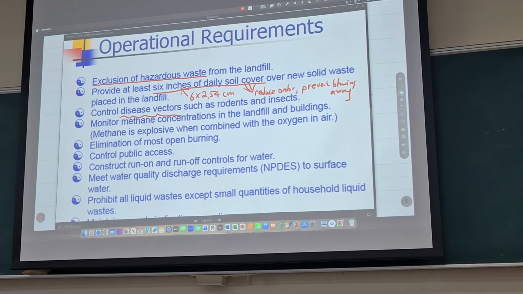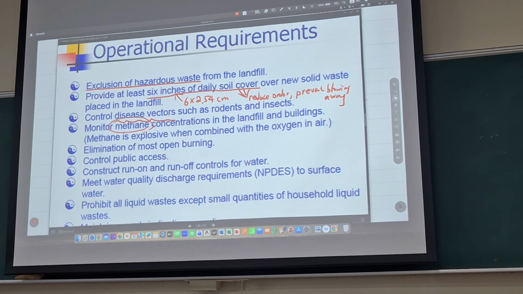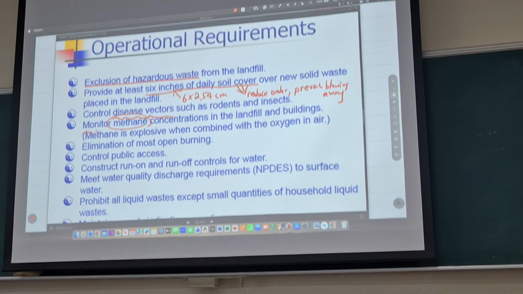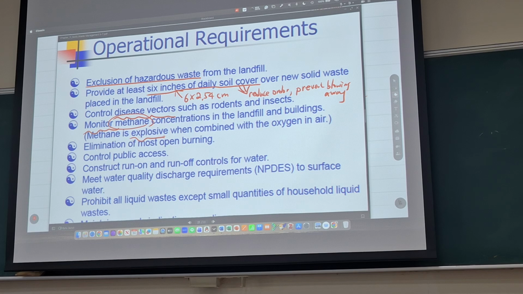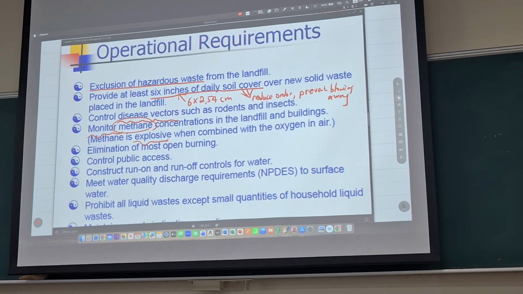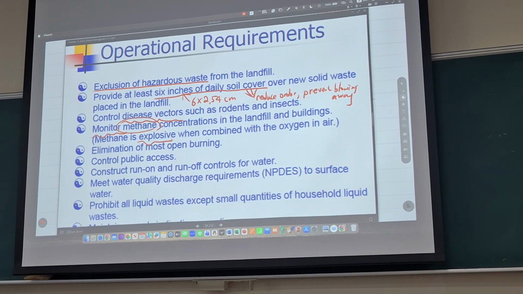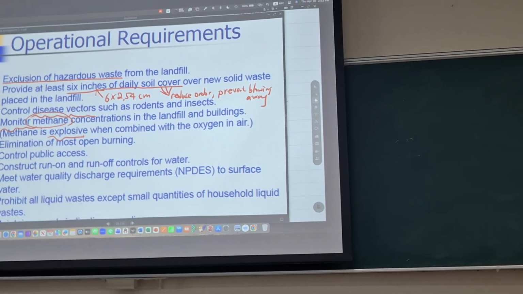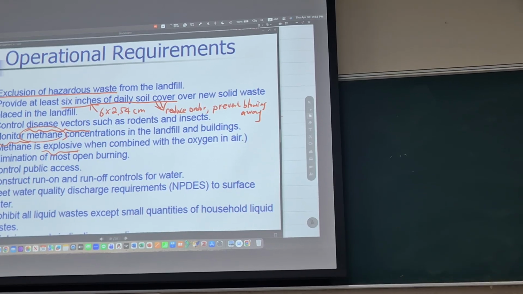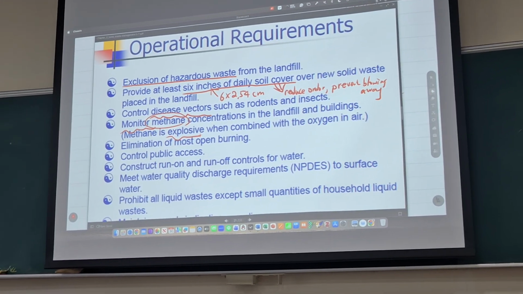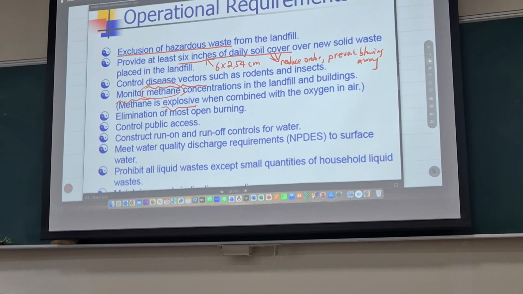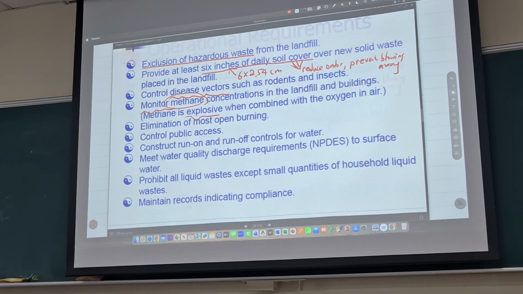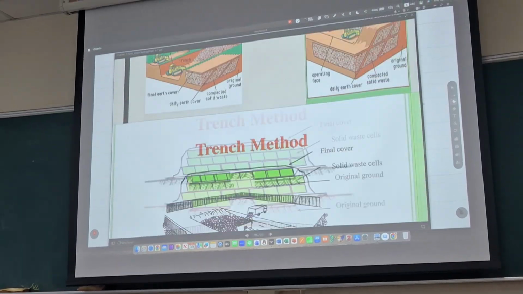And we say methane is very explosive, right? So you need to monitor. The methane is explosive, so you need to monitor the methane concentration in the landfill every day. Even if this landfill is abandoned and no longer used, you still need to monitor the landfill for 120 years. We will mention this later.